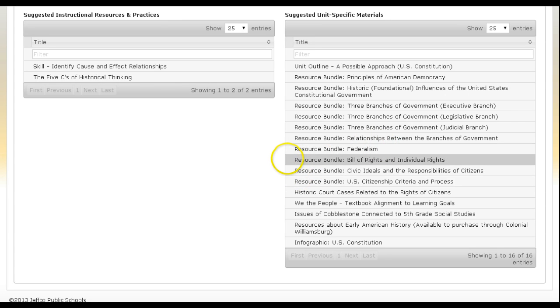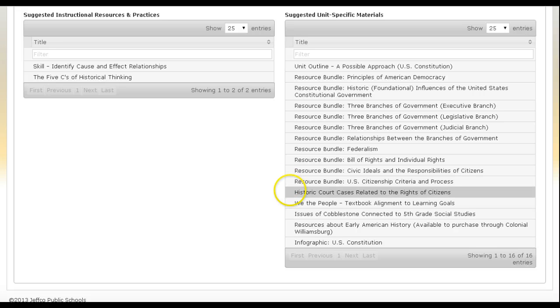Very last, we can think of that organizing concept of citizenship. Here you're going to see the resource bundle for the Bill of Rights and individual rights, so that kids can begin to understand what those rights are and really begin to explore how rights play out for me as a citizen. They can start to understand civic ideals. What are those civic ideals, and what are my responsibilities as a citizen in order to match the behaviors that I have as a citizen with my personal civic ideals? There's some really great stuff in there and suggestions of civic ideals. Last, there's the idea of the U.S. citizenship criteria and process. So how do other people become citizens of our nation?